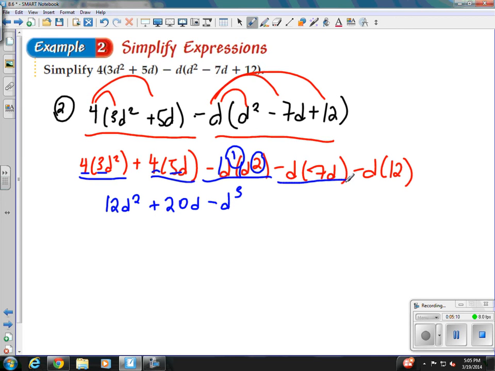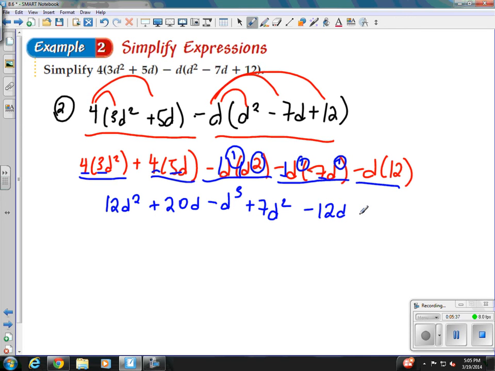Then negative d times negative 7. So once again, we pretend like that's a negative 1. So negative 1 times negative 7 makes a positive 7. And then we have 1 and 2 d's, so it'd be d to the second. Now our last one, negative d times 12, makes a negative 12d.